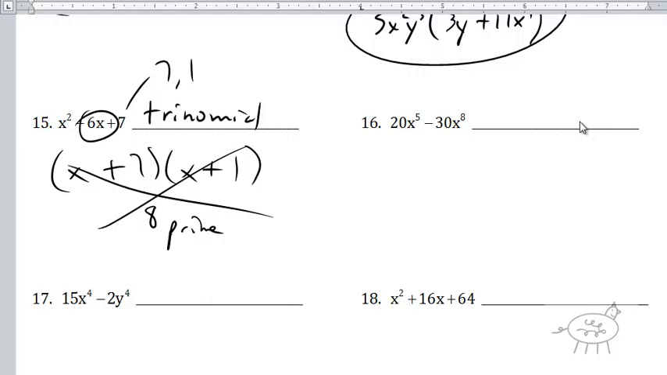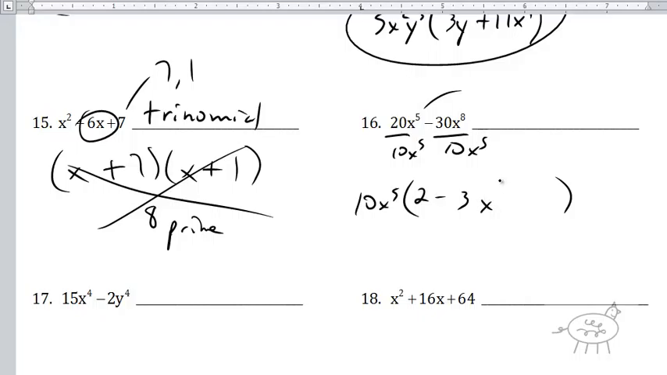Okay, 16, our greatest common factor, which it is, right? You can see that you can take a 10 out of there. And also the smallest exponent is x to the fifth. So basically, 10x to the fifth, and then parentheses, 20 divided by 10 is 2, so that's fine. The x to the fifths cancel out at minus 3, and then x to the eighth over x to the fifth leaves x cubed. That's your answer: 10x to the fifth times (2 minus 3x cubed). Move that parenthesis over a little bit more, make it look a little bit neater, and that's it.